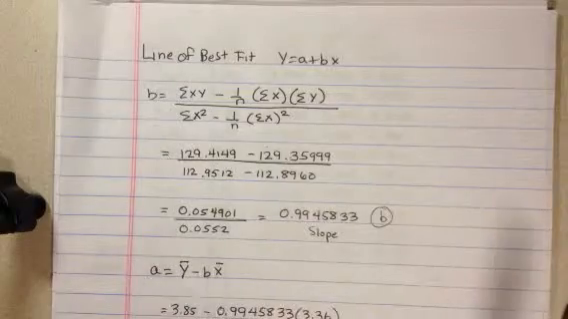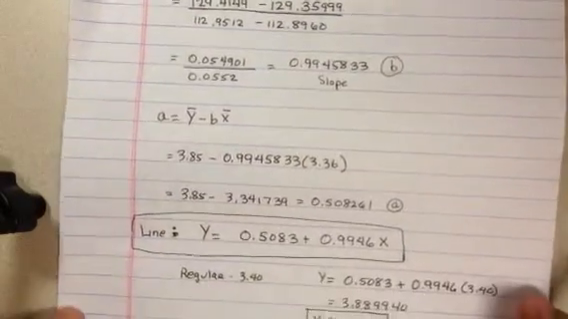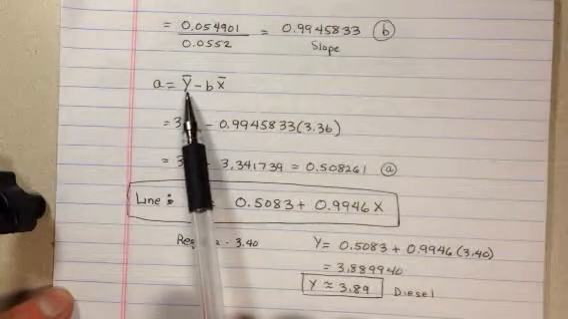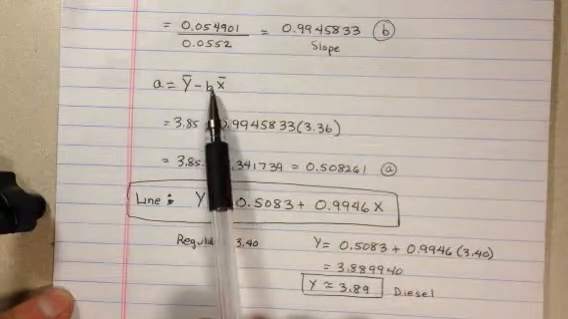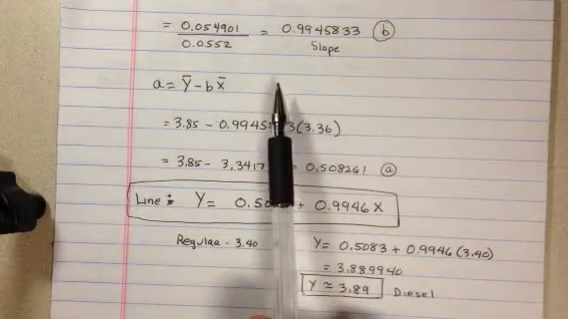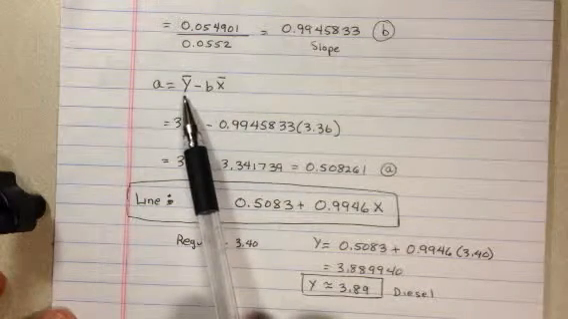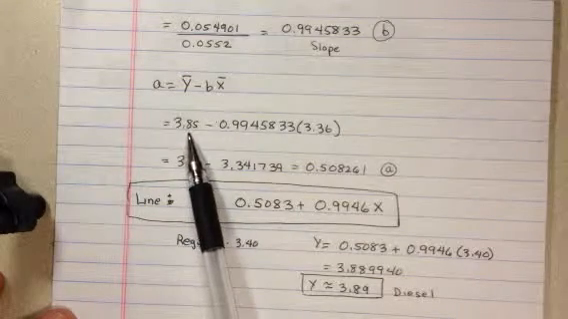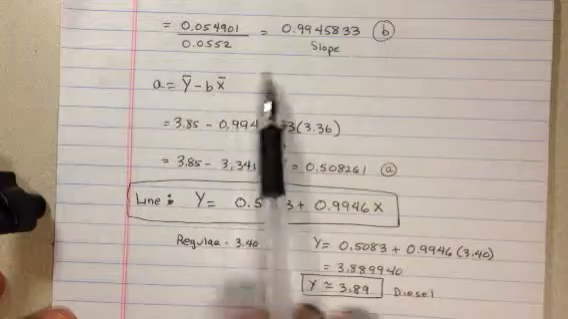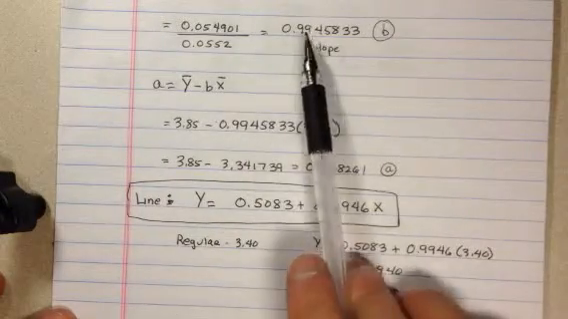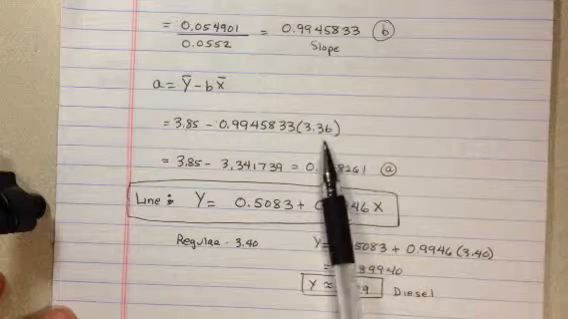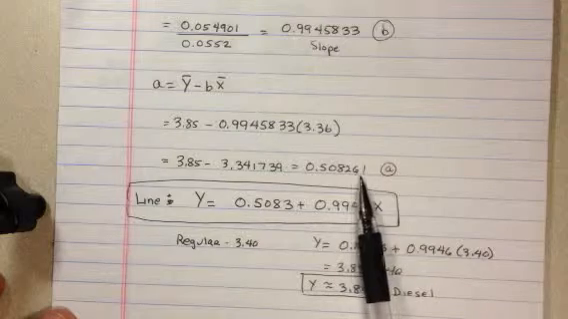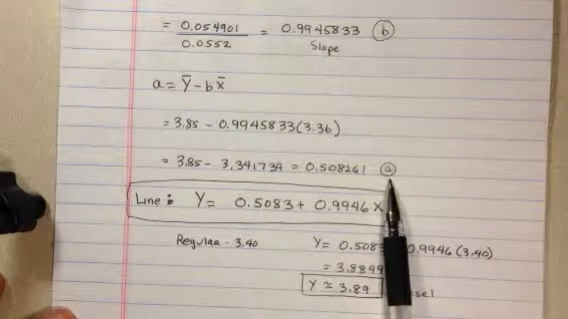Now we go down to a, which involves the mean for y minus b times the mean for x. So this is a much simpler calculation. The mean for y was 3.85. The total was 38.5. We divided by 10 and get 3.85. The b we just copy down. And the mean for x was 3.36. We do that calculation, we get 0.508261. This is the intercept, remember.